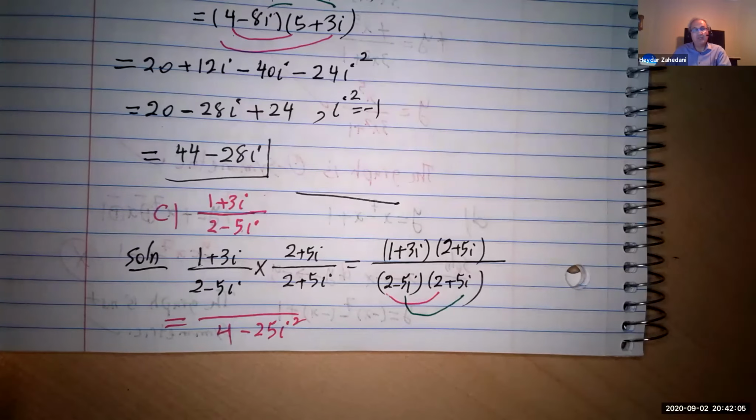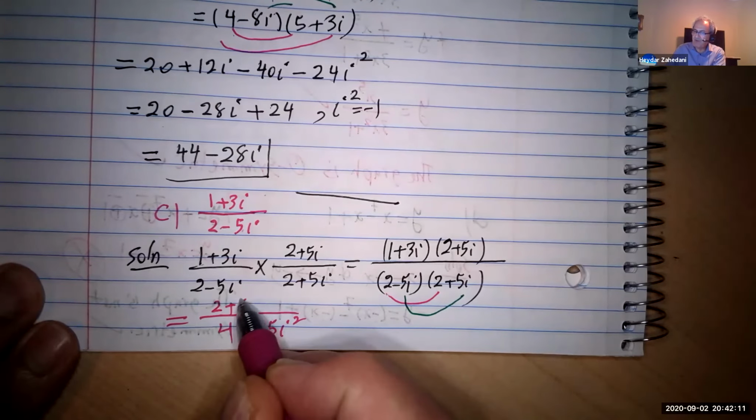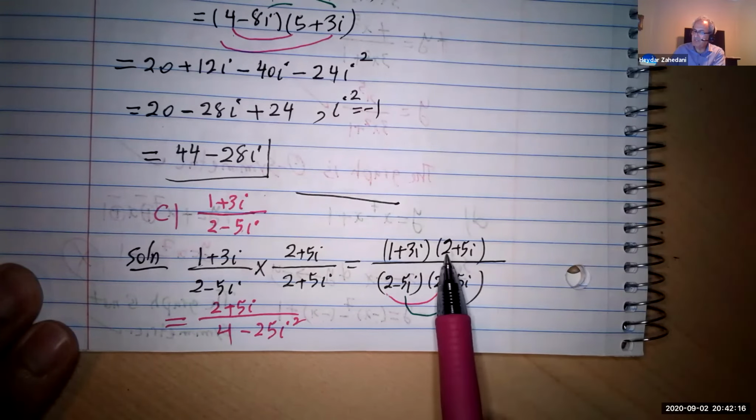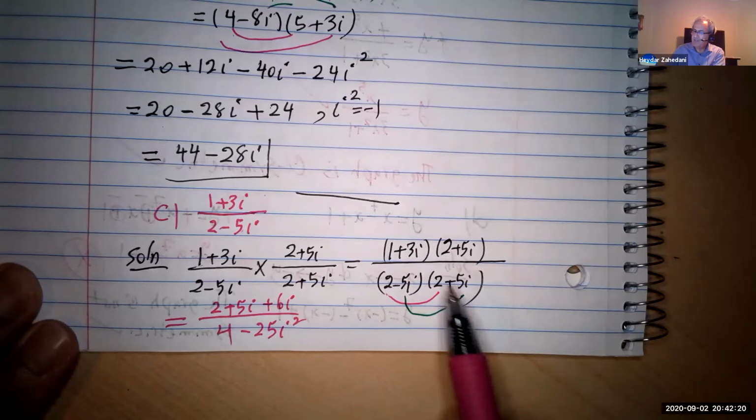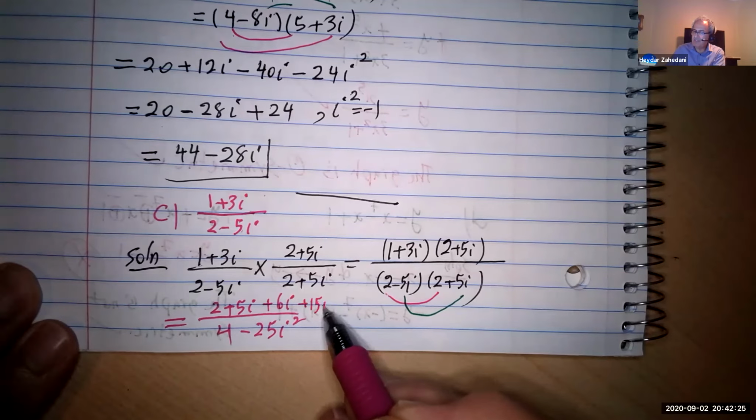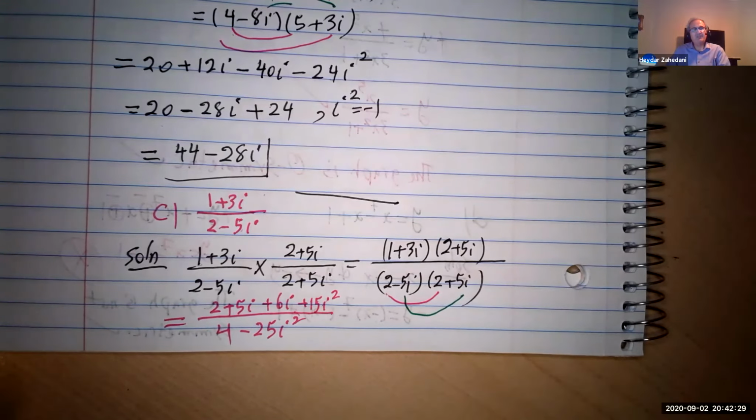The top, we have to FOIL it. Multiply, go forward. 1 times 2 would be 2, plus 5i. When you multiply the 1, you multiply 3i. 3 times 2 would be 6, so we get 6i. And 3 times 5 is 15, so it's going to be 15i squared. Any question? So we FOIL the top, and the bottom one we're just using the special product.